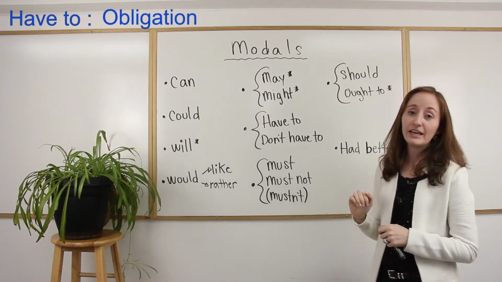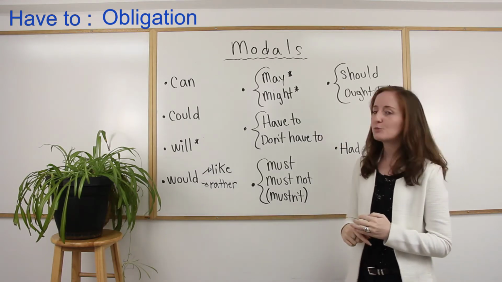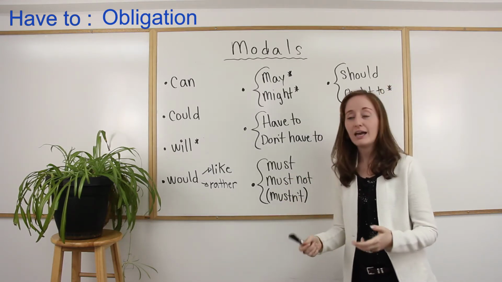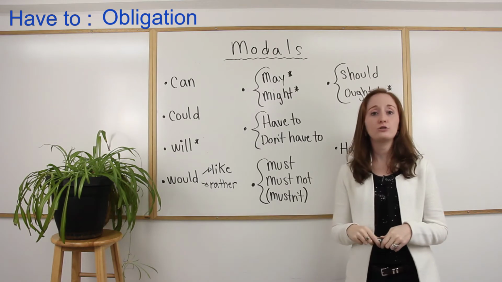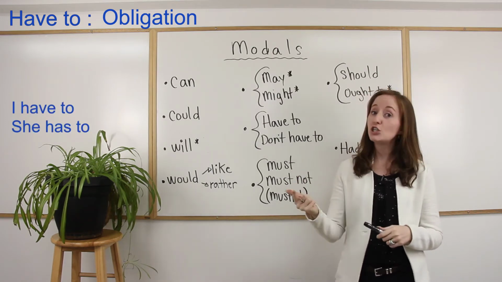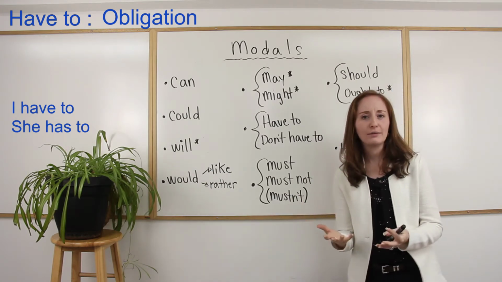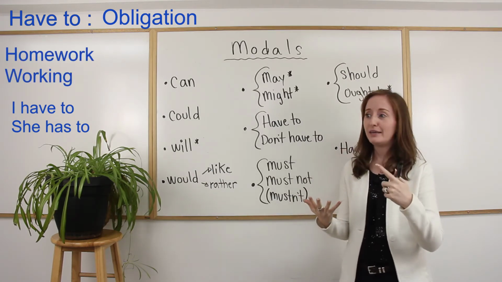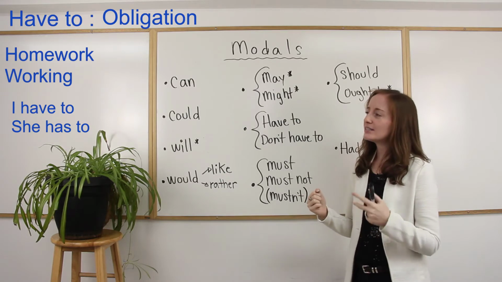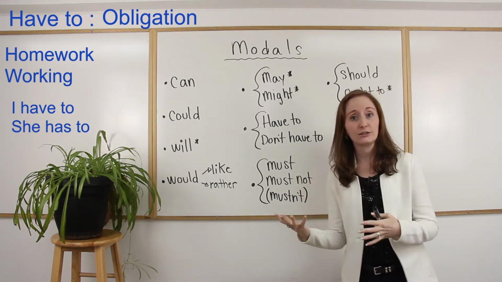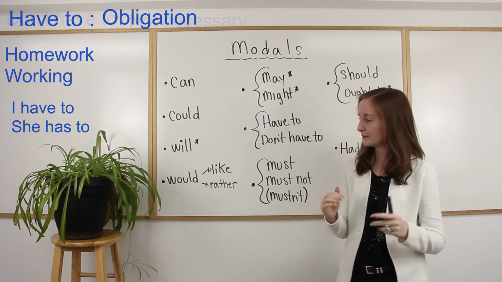Then we have obligation, have to. So have to is more for a general obligation. And this one, it is important to conjugate it. I have to, she has to. And we use it for, as I mentioned, general obligations like homework, maybe working, obligations that you can negotiate or change, that are not necessarily super strict.